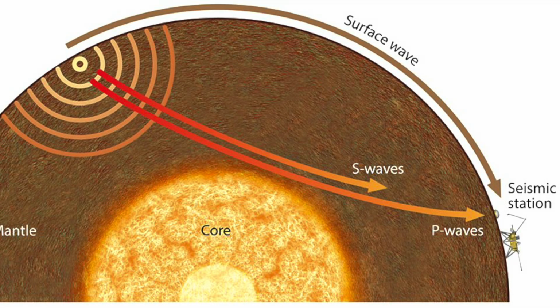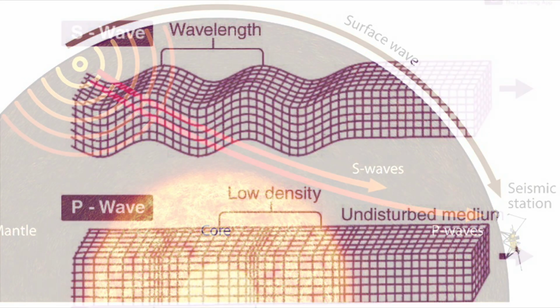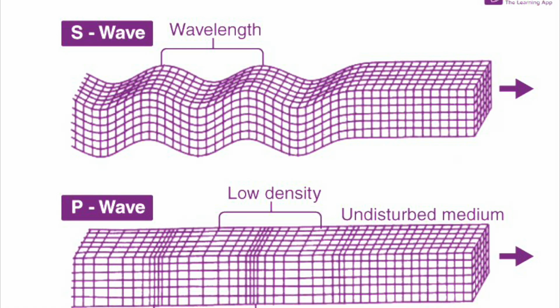A body wave is a seismic wave that moves through the interior of the Earth, as opposed to surface waves, which travel at or near the Earth's surface. Body waves can be broken into two different categories, P waves and S waves. Pressure waves, otherwise known as P waves, travel through the body of the Earth. P waves travel faster than S waves and will always arrive first.